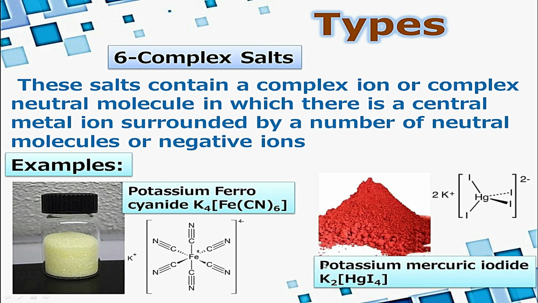Another example of a complex salt is potassium mercuric iodide. The formula is K2HgI4. So here you can see a transition metal is present in both the examples. The structure of potassium mercuric iodide is like this. So these are complex salts. Mostly they contain coordinate covalent bonds. Okay. So these were the types of salts.